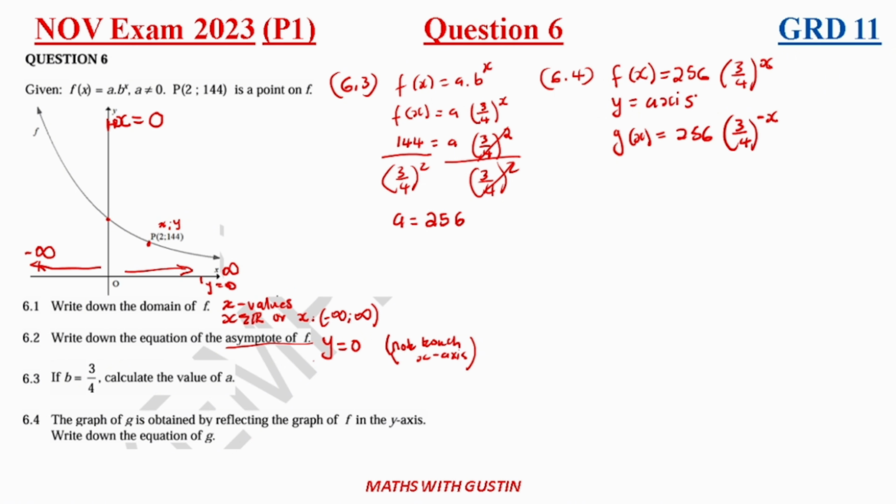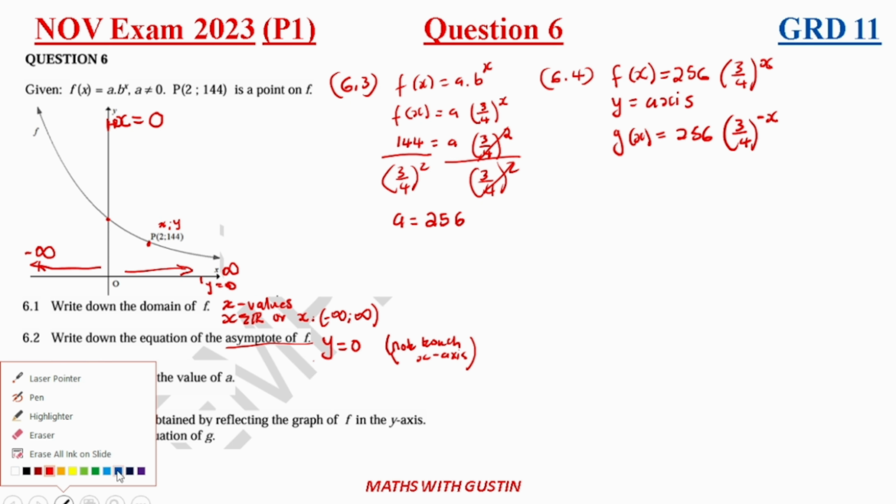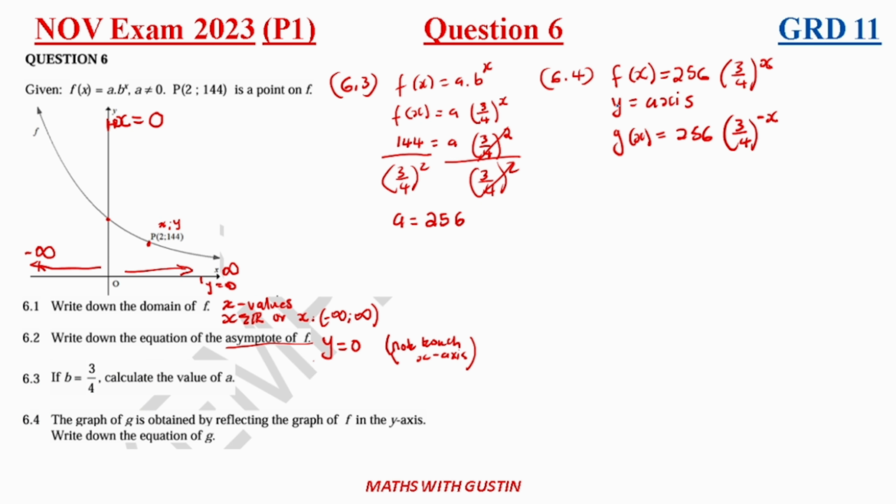Can you see? So what if now they ask us for reflection on the x-axis? If they had asked us for reflection on the x-axis, not y, this is what you're going to do. You multiply the whole equation by a negative. So let's say they said on the x-axis, therefore g of x is going to be equal to negative the whole function, 256 times 3 over 4 to the power of x. Now that would be on the x-axis.